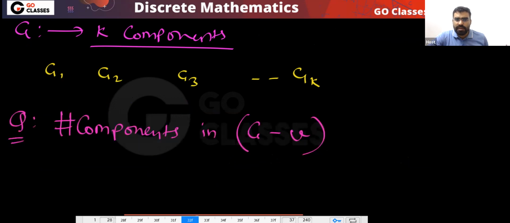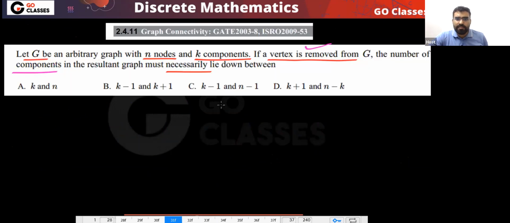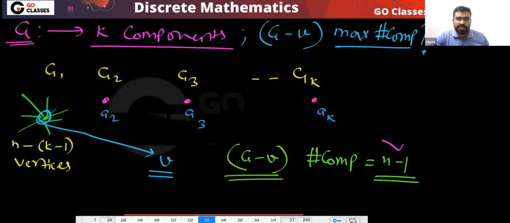Is this clear to everyone? You can create a maximum of n minus 1 components. Did you understand this? A graph is given to you which has k components. My target is to remove one vertex but get the maximum number of components. So I can choose this graph.